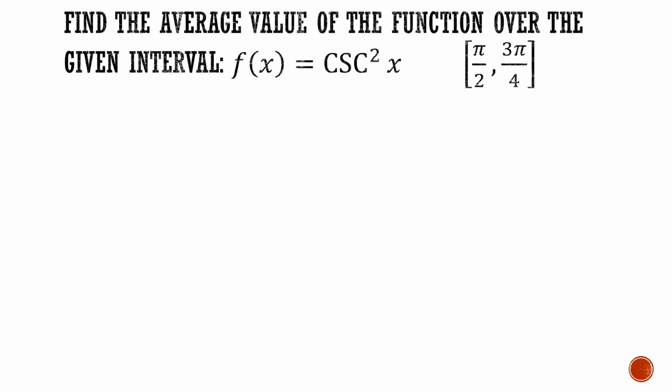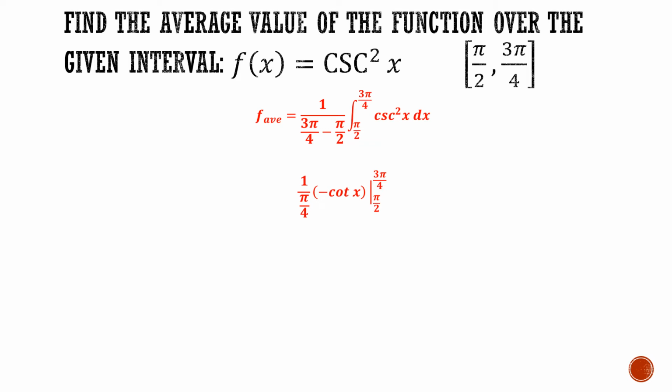All right, so next example, very similar. This time we're doing it with a trig function though. So we're going to do 1 over b minus a, which would be 1 over 3 pi over 4 minus pi over 2, times the integral from pi over 2 to 3 pi over 4 of cosecant squared x dx. Again, cleaning that up, I get outside the integral 1 over pi over 4, and then the integral of cosecant squared is negative cotangent x from pi over 2 to 3 pi over 4.